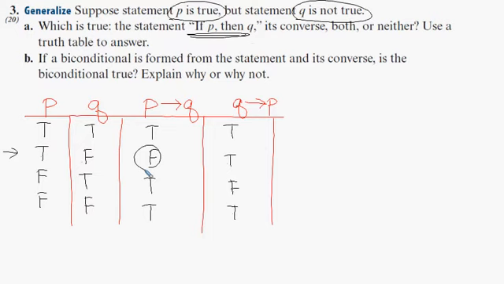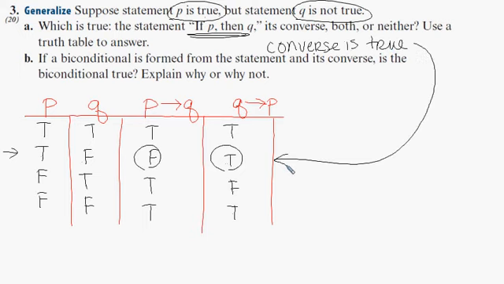So this is false. Is the converse true? When P is true and Q is false, is the converse true? And you can see here the answer is yes. So it says use the truth table to answer. We've done that. So which is true? The converse is true. And the way that we know that is using this line of the truth table right here.